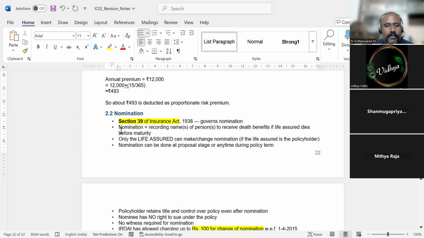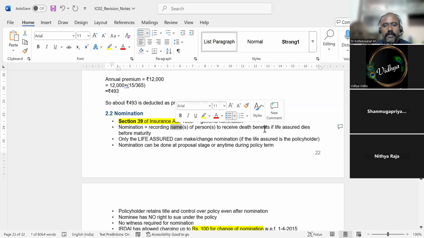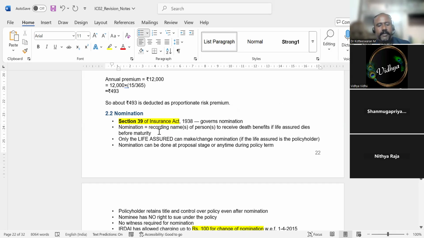In the nomination, they will record the name of the person who receives the death benefit if the life assured dies before maturity. After maturity, the policy owner himself will receive it. Who can give the nomination? Not just anyone can give a nomination. Only the life assured can make the nomination. Nobody else can make the nomination. And they are the only person who can change the nominations.